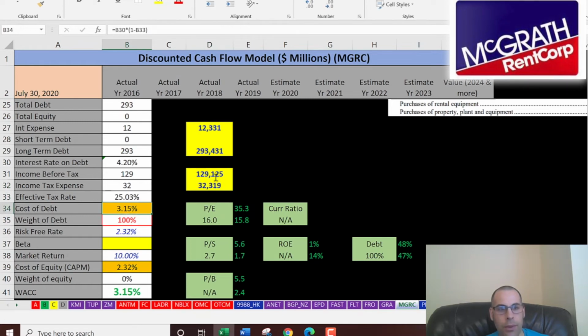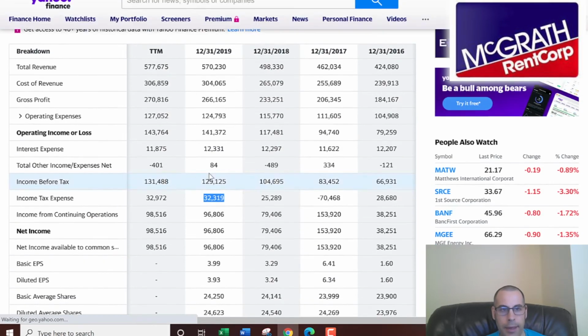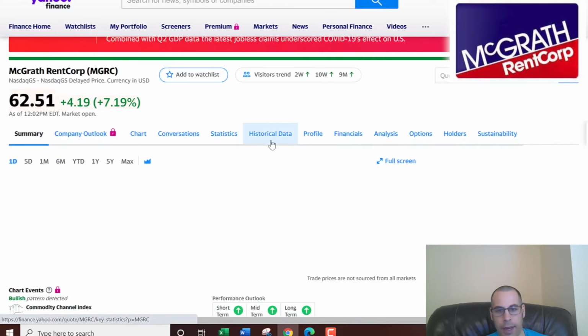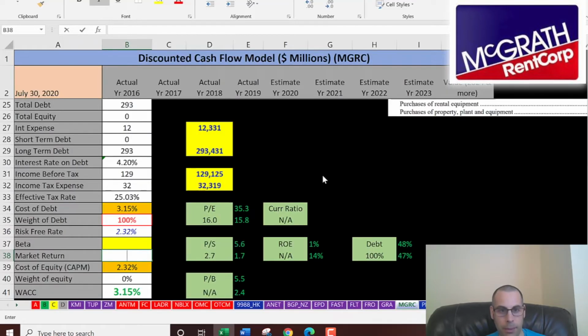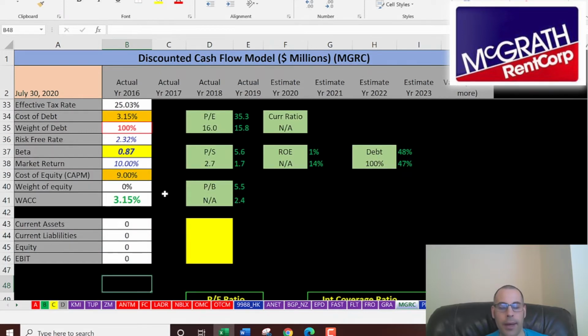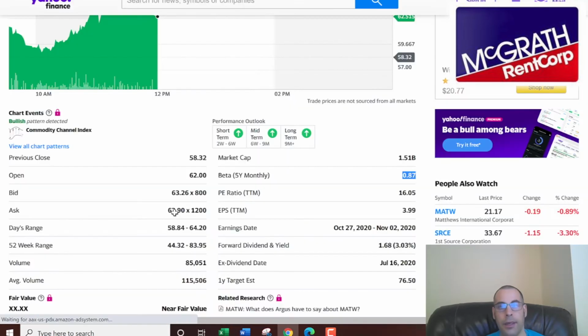And the cost of debt is 3.15%. Now let's get the beta, because we need to figure out the cost of equity. And the beta is how volatile a stock is relative to the market. And they have a beta of 0.87. So that means the stock moves less than the market. The lower the beta, the less risk and the less volatile a stock is.